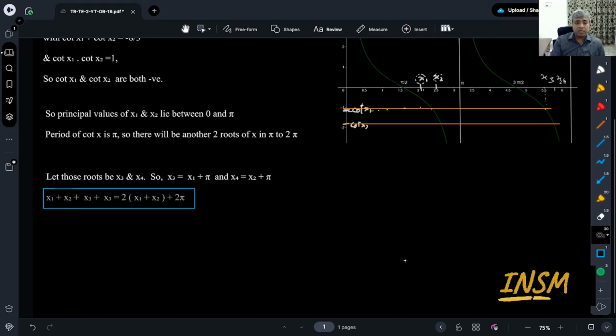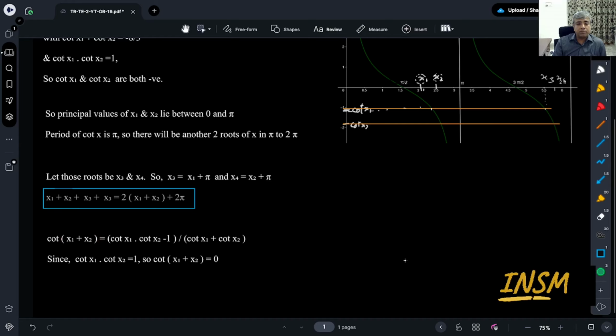So how do we find x1 plus x2? From the given equation, we'll try to find x1 plus x2 directly. So we'll use the cot of (x1 plus x2) formula. Cot of (x1 plus x2) gives cot x1 cot x2 minus 1, whole upon cot x1 plus cot x2. Now we know that cot x1 multiplied by cot x2 is 1 from the given equation. So this numerator becomes 0 and cot of (x1 plus x2) comes out to be 0.